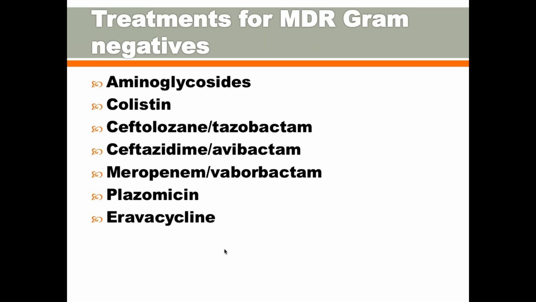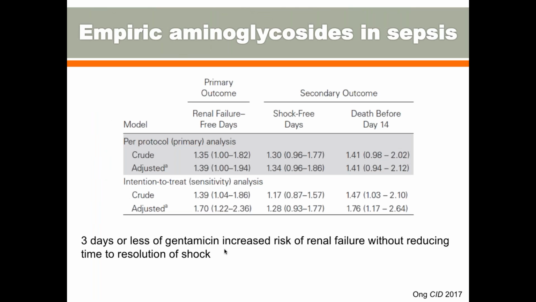So the next few slides will focus on some of the treatments for multidrug resistant gram negatives. First up, aminoglycosides. This was one of the things that people had asked to hear a little bit about. There's been a little bit of back and forth in the literature about the use of aminoglycosides, and this was a well done study last year or the year before, looking at the use of empiric aminoglycosides in sepsis.